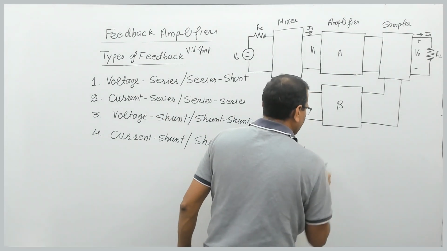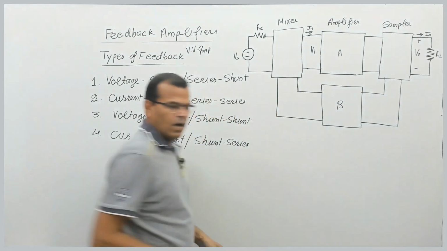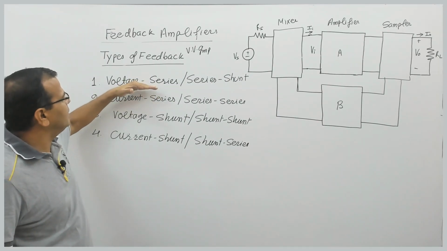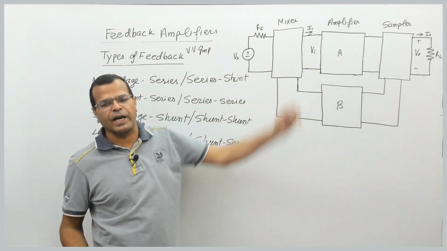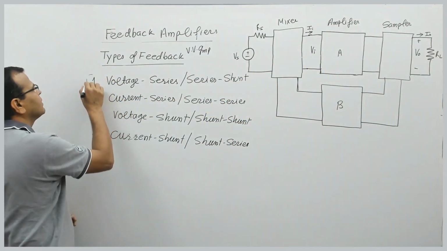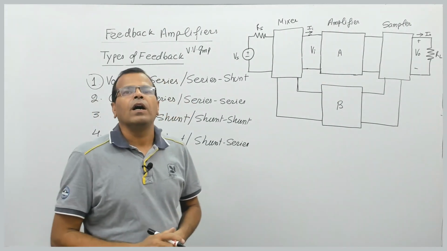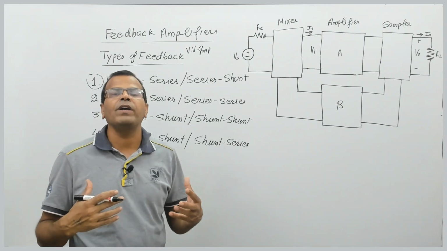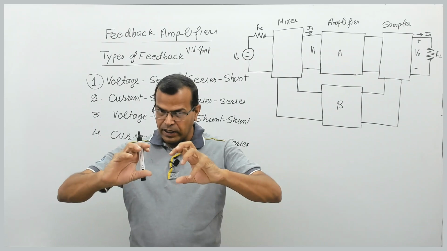I will be taking these different feedback topologies one by one, and we will see what will be there in the block diagram. Fine. Let us take voltage series first, right? First, we should know what voltage series feedback is. We have to identify the input and output signals from the topology.